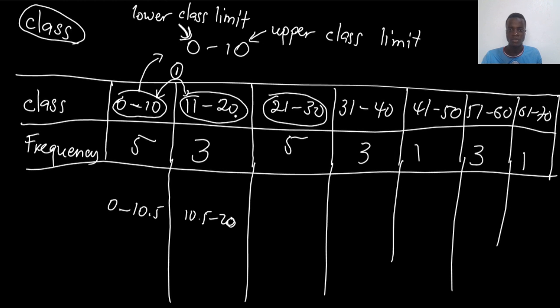20 and 21. Now 20 and 21, the difference between them is what? 1, right? So we take half of that, which is also 0.5. 20 minus 0.5 becomes 20.5, because 11 to 20 is the previous class, and the next class is 21 to 30. So if you find the difference and halve it, you add it to the previous class and you subtract it from the next class.